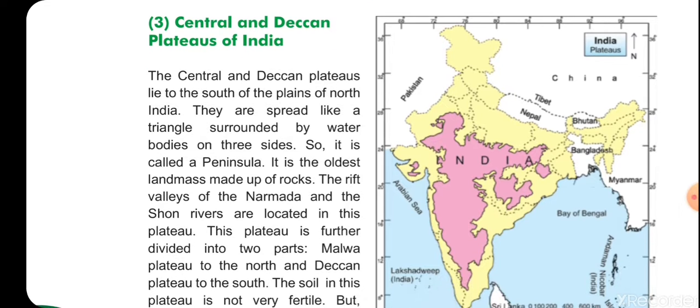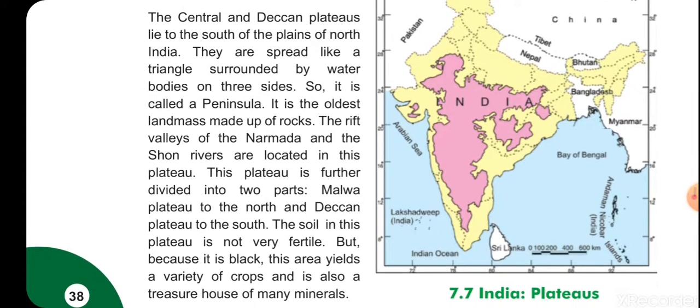Third, Central and Deccan Plateaus of India. The Central and the Deccan Plateau lie to the south of the plain of northern India. They are spread like a triangle surrounded by water bodies on three sides. So it is called a peninsula. It is the oldest landmass made up of rocks.